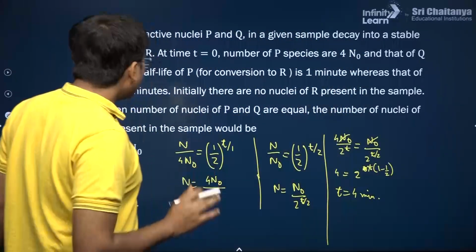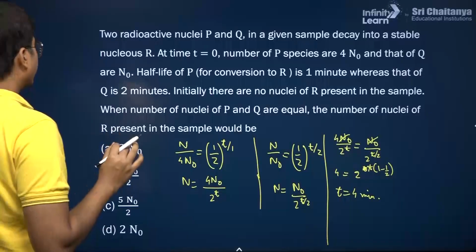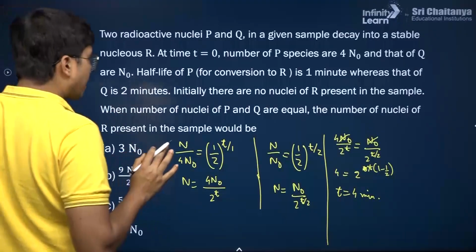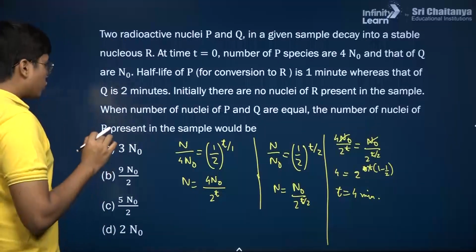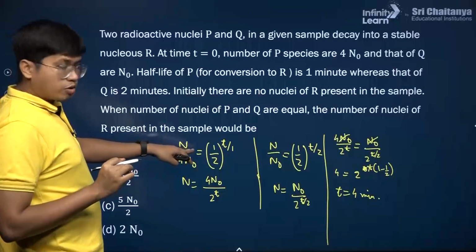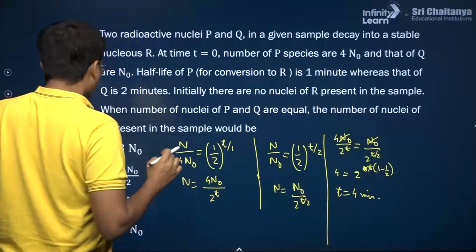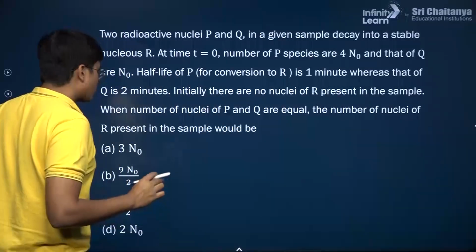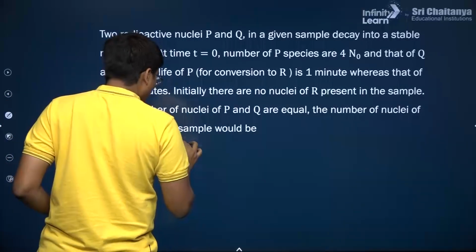We have got the t value as 4 minutes, but that is not it. I need to find the number of nuclei of R present in the sample. So t is 4 minutes. We just need to remember that for now. We can get this n value out now. Just remember t is 4 minutes.